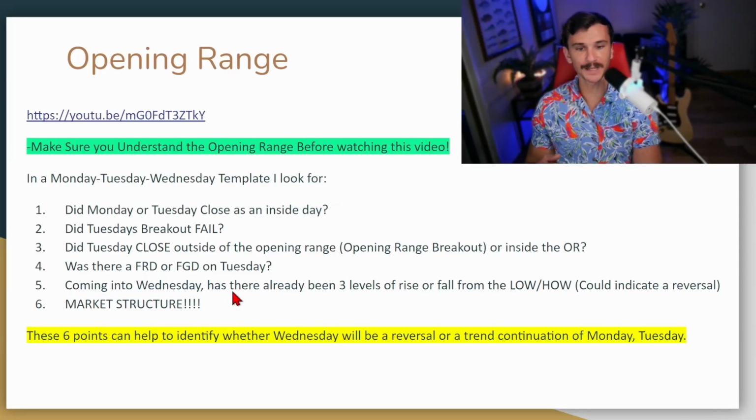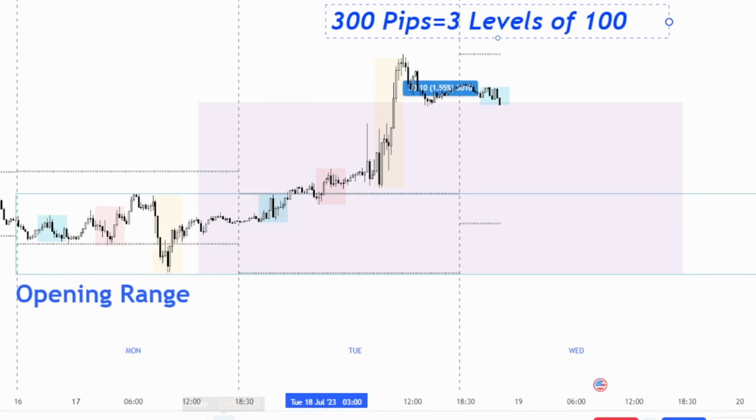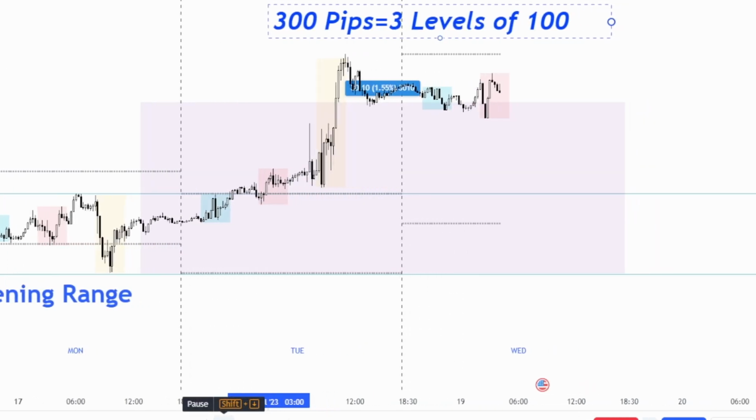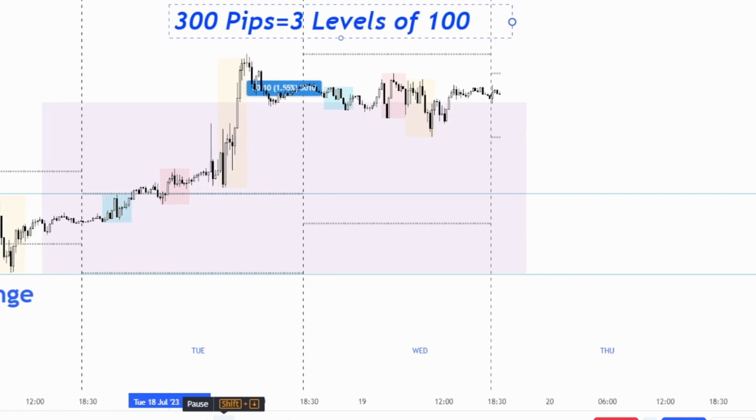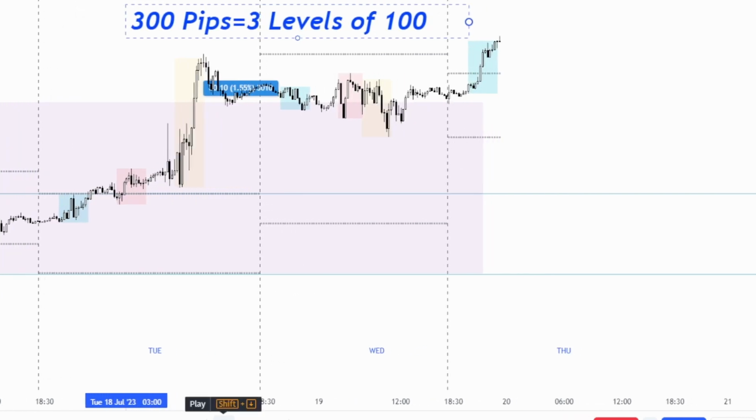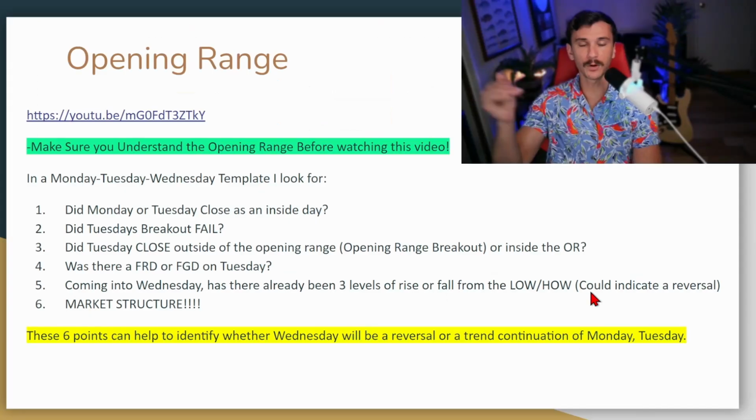Coming into Wednesday, has there already been 3 levels of rise or fall from the low of the week or from the high of the week? That could indicate a reversal throughout the week or potentially even on Wednesday. Also, what I have noticed is that once there are 3 levels of rise or fall early on in the week, Tuesday, a lot of times Wednesday will just turn into a very consolidated day, which we actually just saw last week on gold.